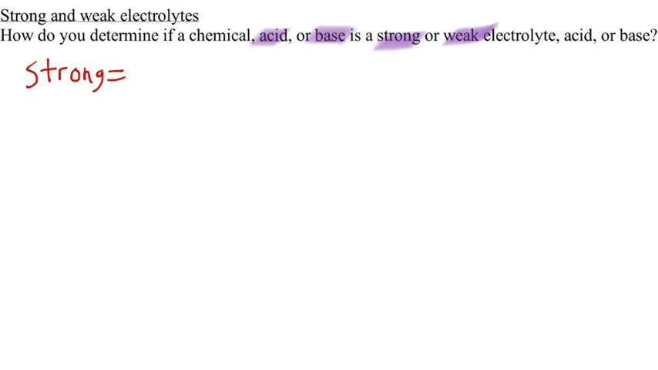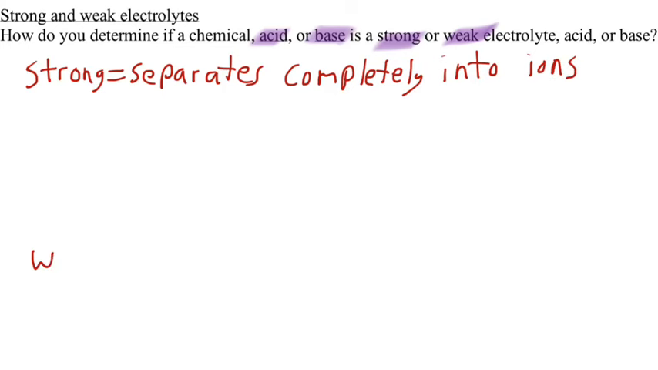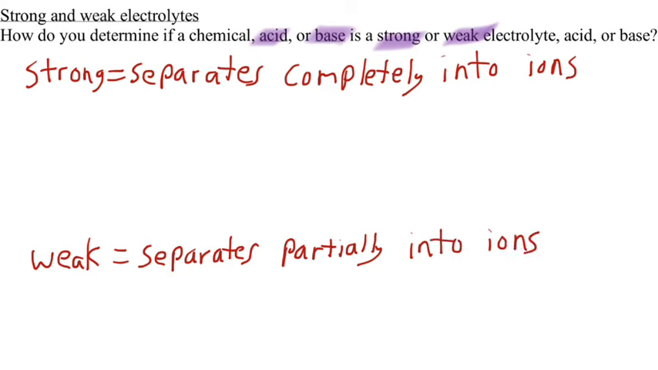The strong acids and bases are strong electrolytes, so you need to memorize the strong acids. They separate completely into ions. And the weak ones are everything that you don't memorize as far as acids and bases go. So they separate partially into ions, so they conduct a little bit. Partially means just a few percent usually, whereas strong means basically 100%.